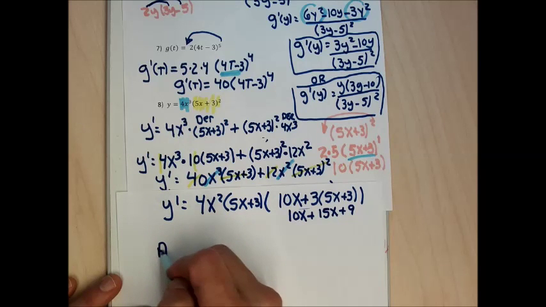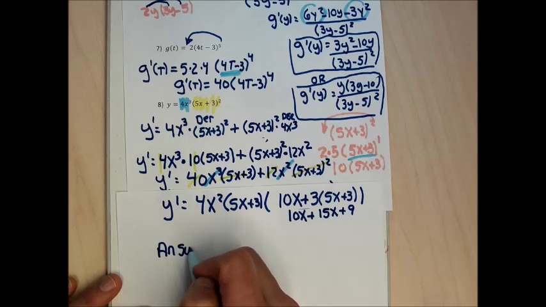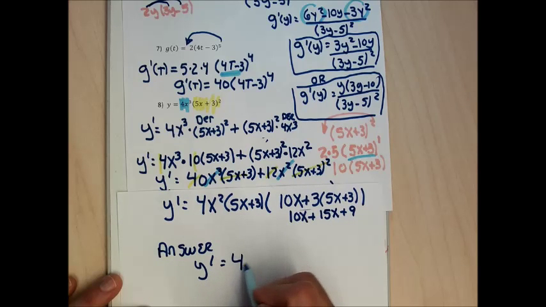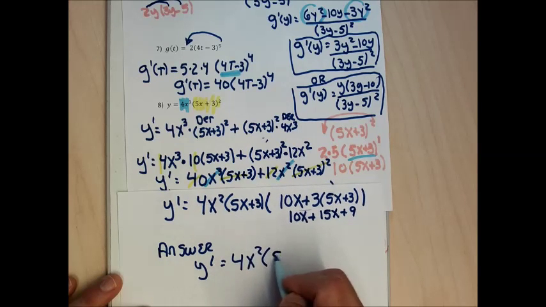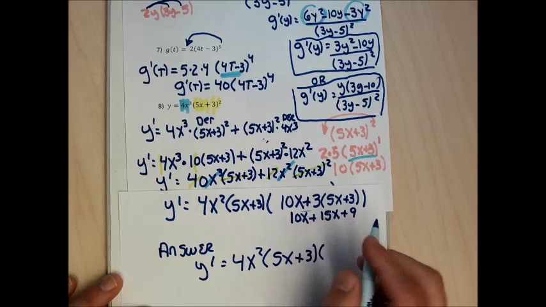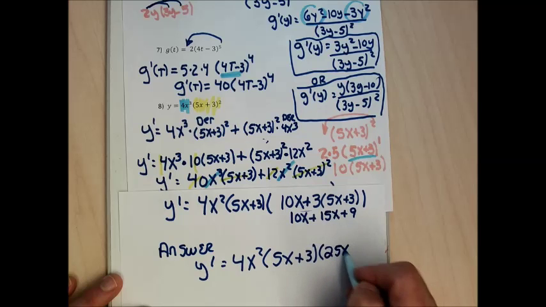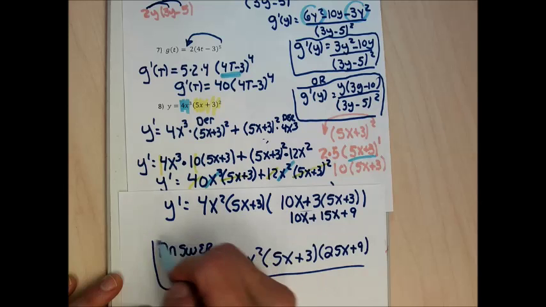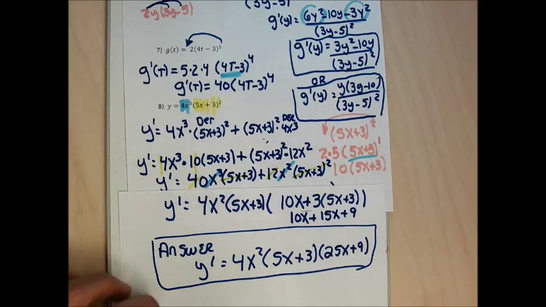And I'm about to write something that I'm going to call my answer. I'm going to say y prime equals 4x squared times 5x plus 3, and then 10x plus 15x is 25x, and then the plus 9. I don't think there's a thing I can do to make that better, and I don't think there was anything earlier that I would say, though, this is a good enough answer. So we're going to go ahead and call that done.